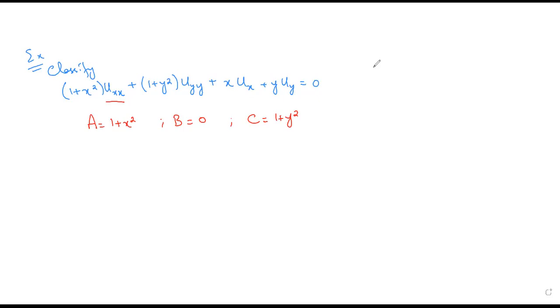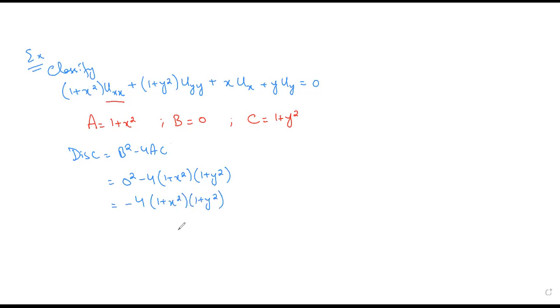The rest of the arbitrary constants, d, e, and f, are basically the coefficients of the first order derivative or the zeroth order derivative. So basically we have the values of a, b, and c as 1 plus x square, 0, and 1 plus y square respectively. We are just evaluating the discriminant here as b square minus 4ac. So you will have 0 square minus 4a. The value of a is 1 plus x square. The value of c is 1 plus y square. Now the answer is minus 4 times 1 plus x square into 1 plus y square.